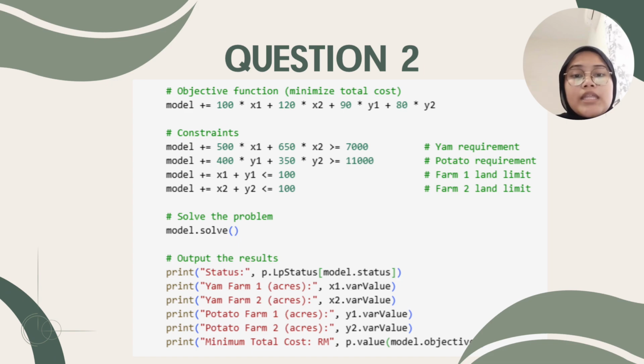And then lines 19 until 24 is where I display the result, where LP status shows whether a solution was found, and the var value shows how many acres to plant for each crop on each farm. And then the P value shows the minimum cost.